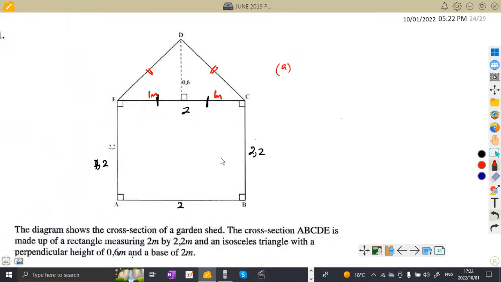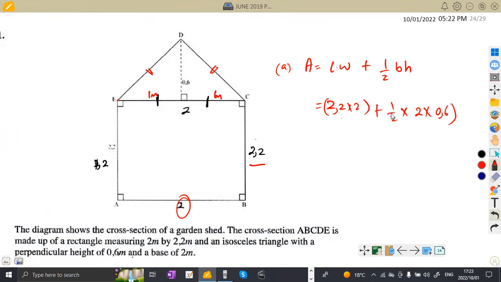Okay, so the area of the cross section: we've got the area of a rectangle, which is length times width, plus the area of a right angle triangle, which is half base times the perpendicular height. So that's 2,2 times 2 plus half times the base. The base is this side from E to C, which is 2, times the perpendicular height of 0,6.